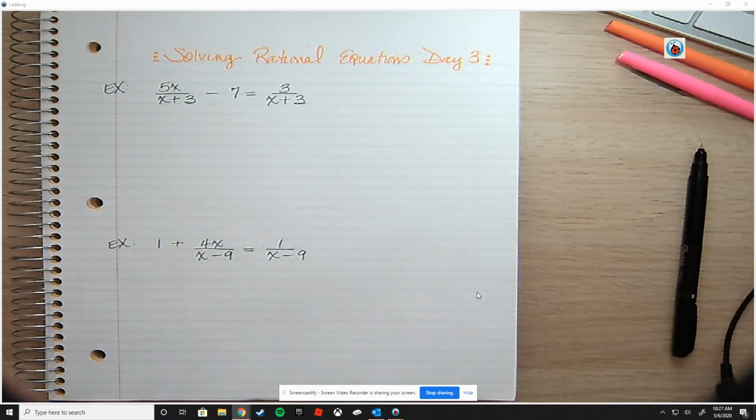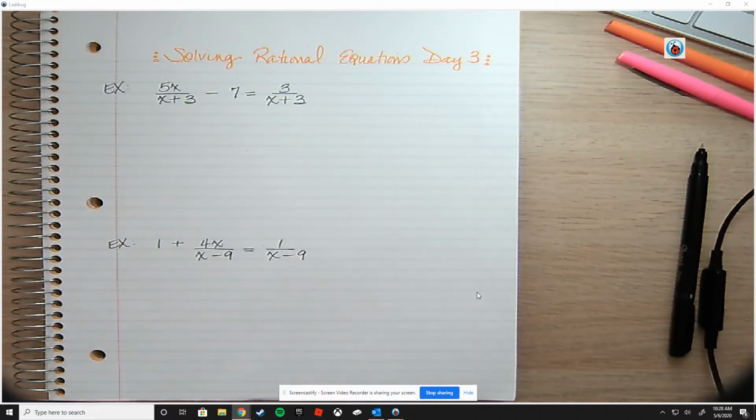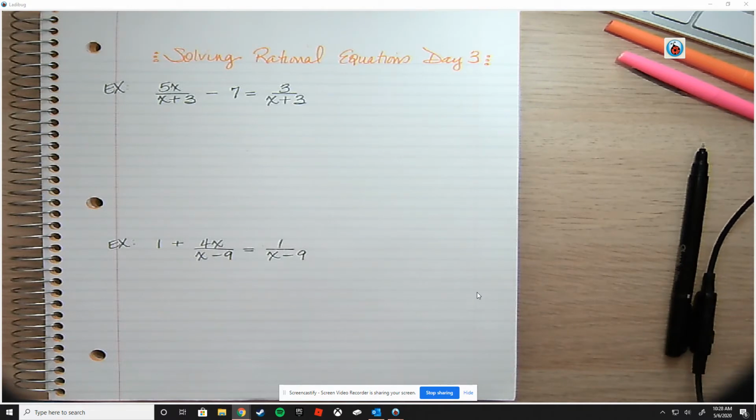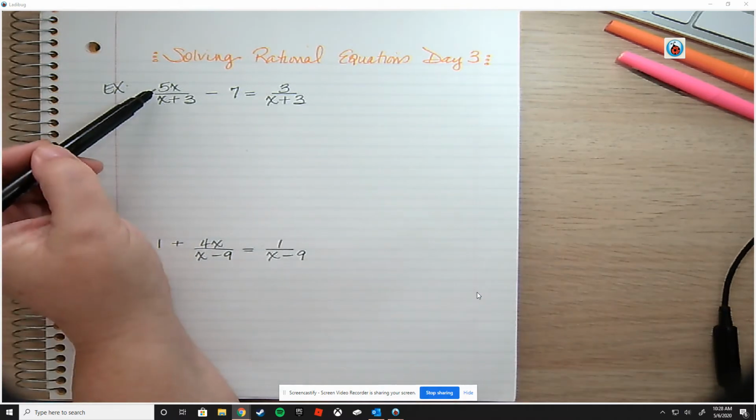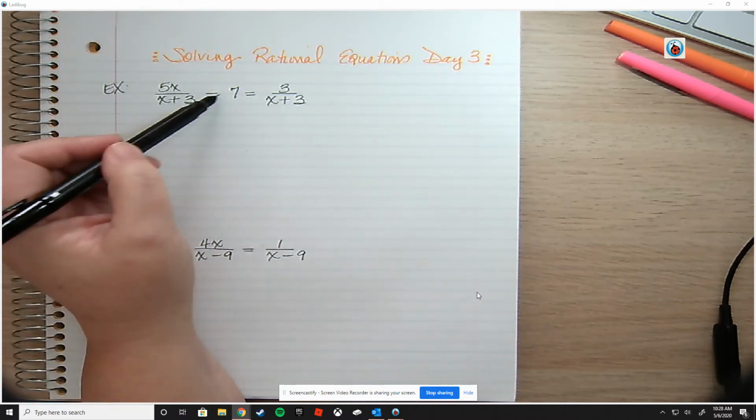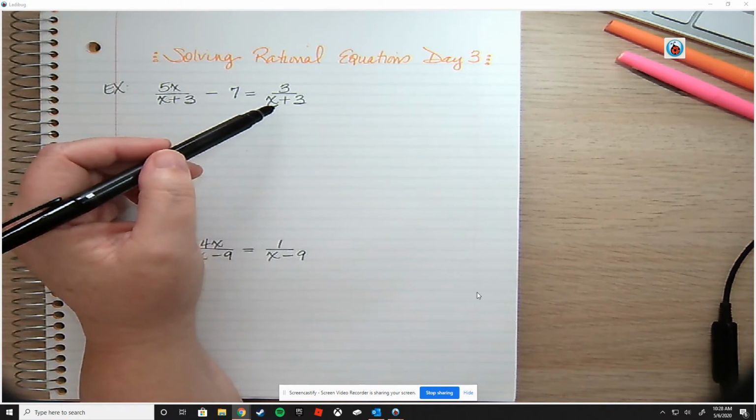All right, you guys. So we are continuing our work with solving rational equations. And we talked about yesterday how we were going to keep gradually getting a little bit more difficult problems. So we're now moving up to the next type of problem. What I have here is 5x over x plus 3 minus 7 equals 3 over x plus 3.